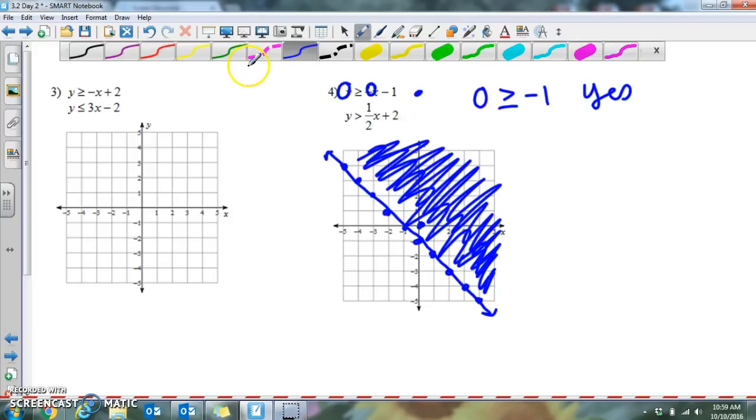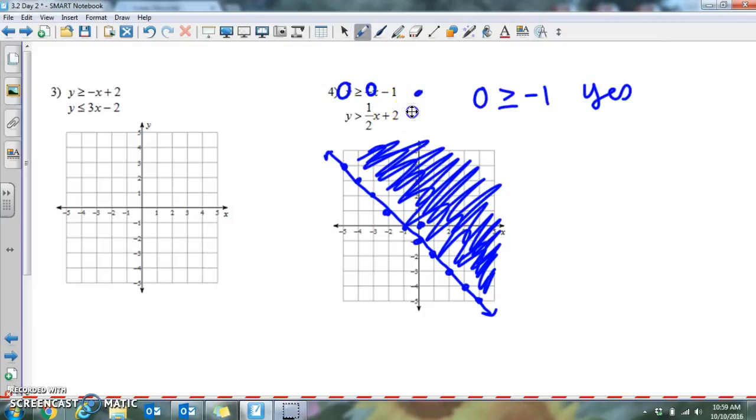Now you're going to shade the other one. And I'm going to do it in a different color so I can see where the overlapping is. So I'm going to plot positive 2 on the y-axis. My slope is 1/2, so I'm going to go up 1, right 2, up 1, right 2, down 1, left 2, down 1, left 2. This is very similar to the last one. This one is a dashed line.